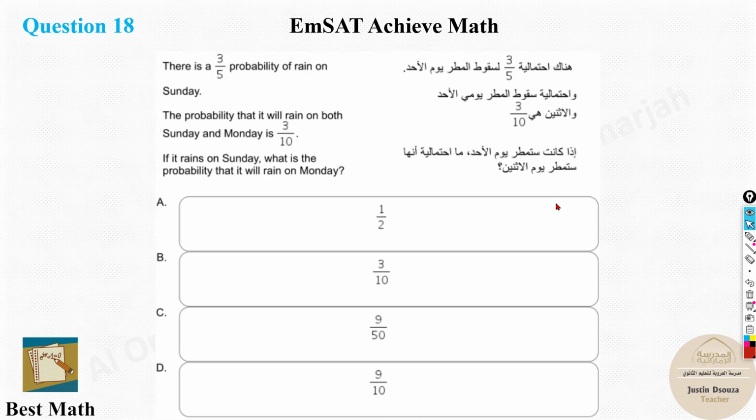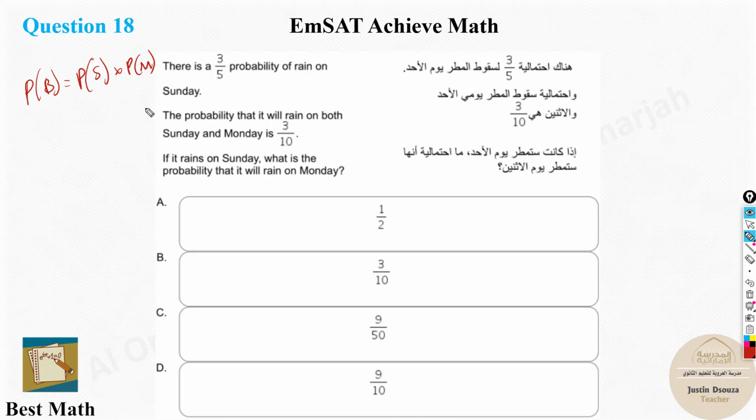Oh, probability problems. Now, these are interesting. Let's read this. There is a 3 by 5 probability of rain on Sunday. The probability that it will rain on both Sunday and Monday is 3/10. If it rains on Sunday, what is the probability that it will rain on Monday? So now these are unrelated to each other. So the formula is very simple over here in such probabilities. It is, say, probability of both the days is equal to probability of rain on Sunday multiplied by probability of rain on Monday. Okay, this is what it means.